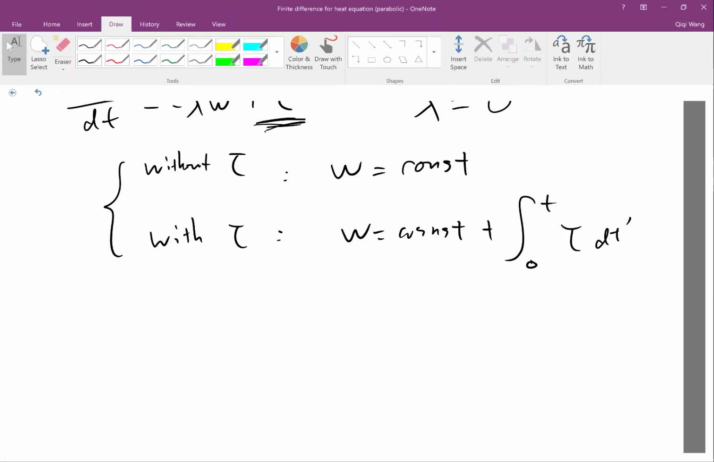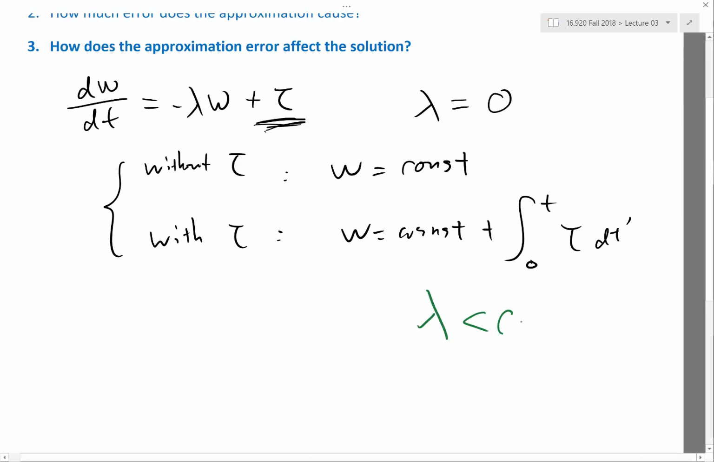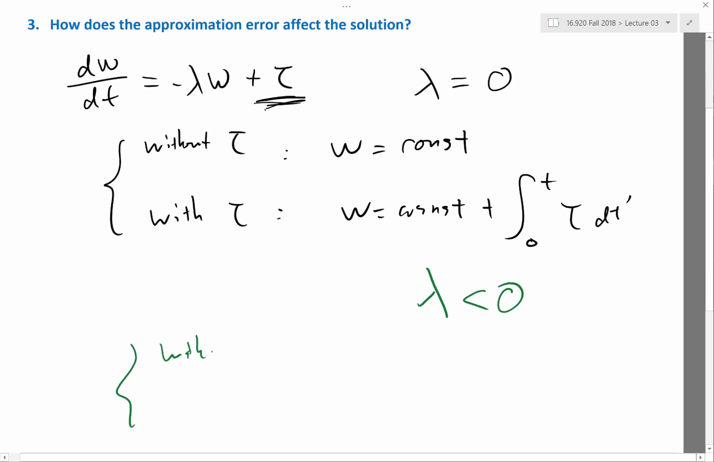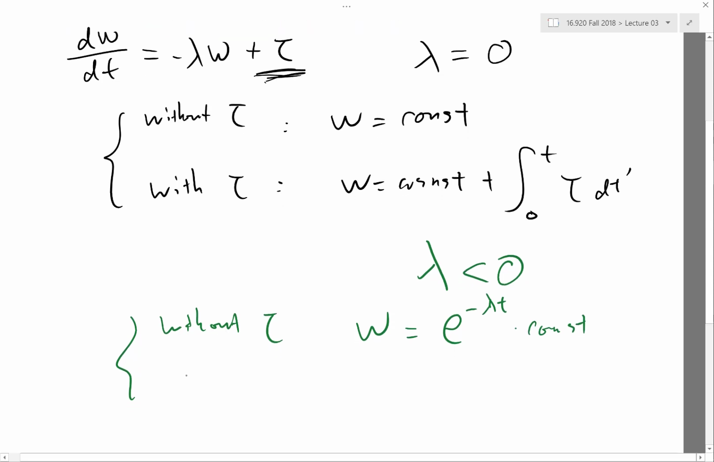Now, another case, lambda less than 0. Without tau, w is equal to e to the minus lambda t times the same constant. And with tau, does the error still accumulate indefinitely? Is it still like in the first case, where as t goes to infinity, the amount of error in the solution goes to infinity? It's no longer the case. Whatever error I introduce actually decays with the solution.